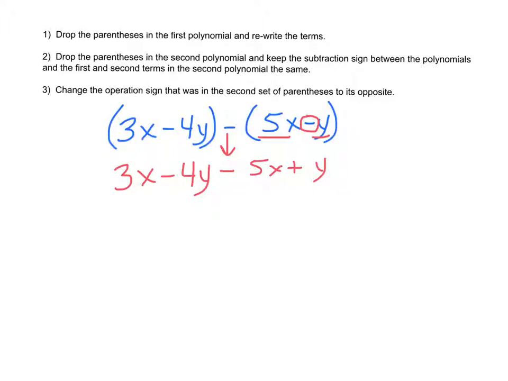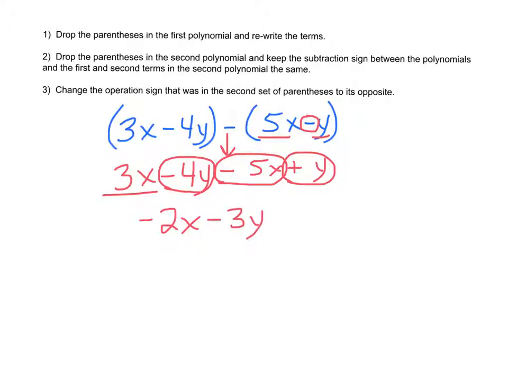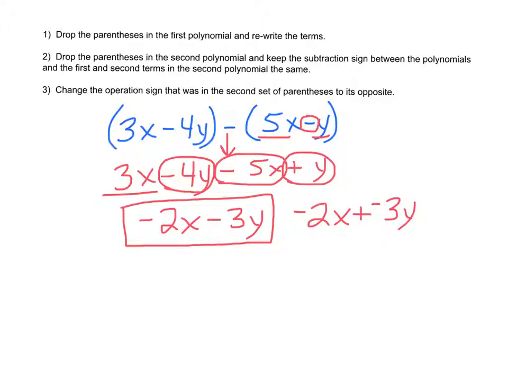So now I need to combine my like terms. So I have 3x subtract 5x, which gives me a negative 2x. I have a negative 4y plus y, which gives me a negative 3y, which I'm going to write as 2x subtract 3y. Once again, you could have an answer of a negative 2x plus a negative 3y if you'd like to, but you would probably see it written this particular way in a math book.